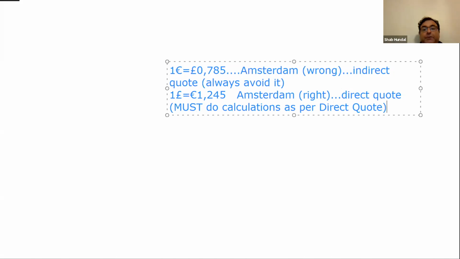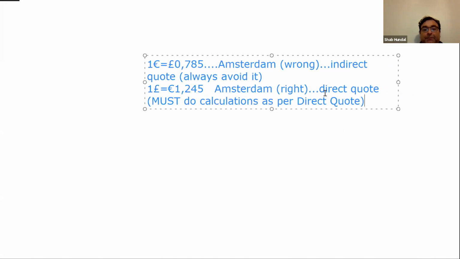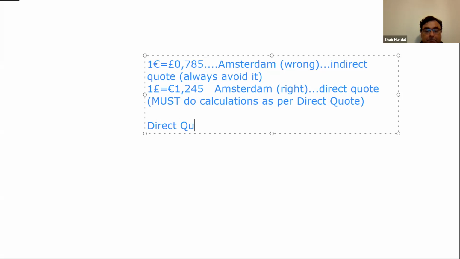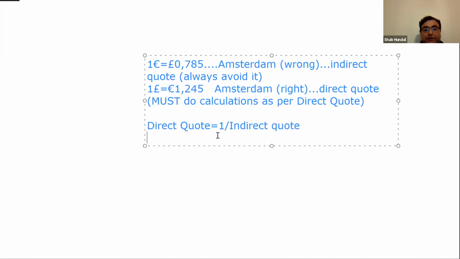And if ever you are in Amsterdam or any other Eurozone and you happen to have this type of exchange rate, which is indirect in the Eurozone, but don't you worry, there is a solution. The solution is that direct quote is basically equal to 1 divided by indirect quote. So in other words, if you want to find the direct quote, then you should divide.